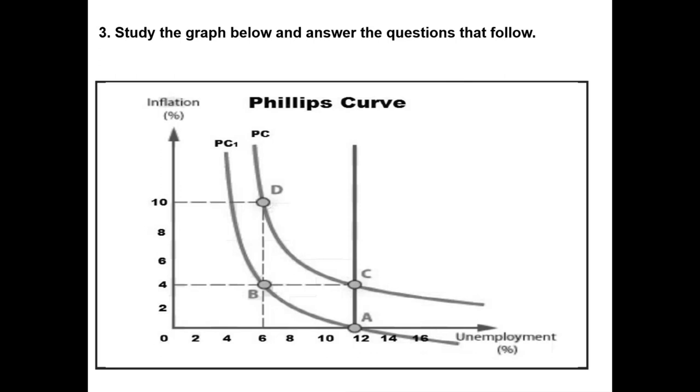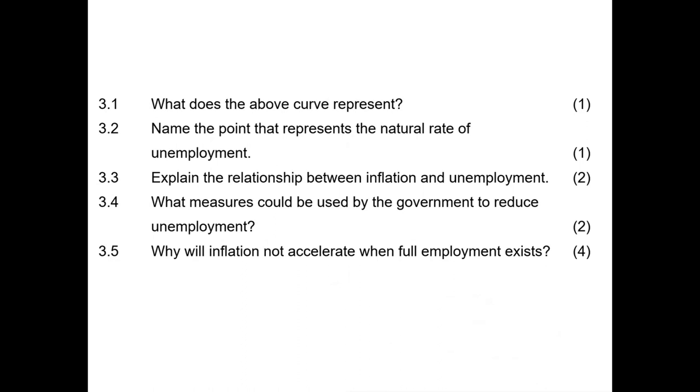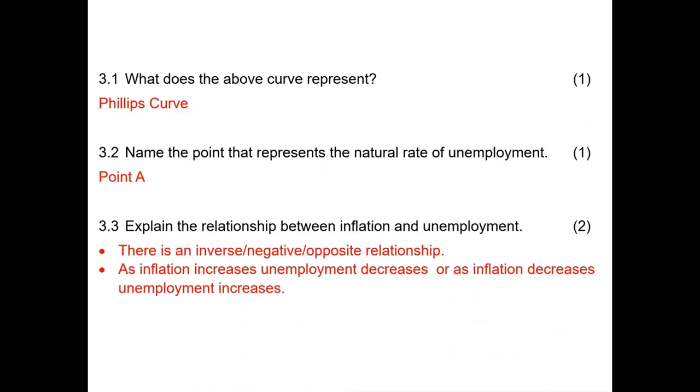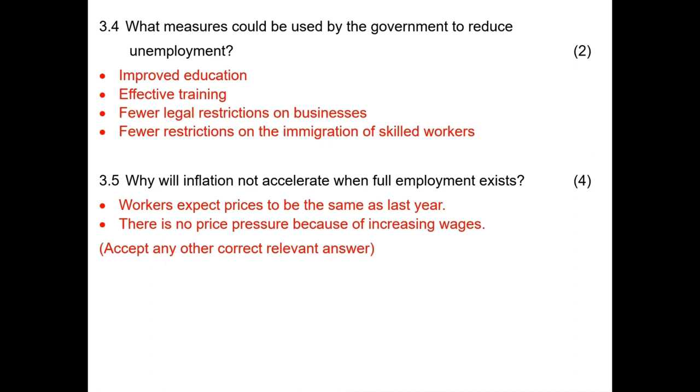So we're moving on to question 3.4. The whole I says, if there's improved education as a measure, effective training, or fewer restrictions on migration of skilled labor, let's have a look. I'll put the answers up on the screen for you. Okay, so we've dealt with those questions. 3.4, what measures could be used by the government to reduce unemployment? 100% there, Bahar High. Let's see if there was anyone else that answered this question. No. Okay, so far, I don't know why I'm putting the answers up on the screen.